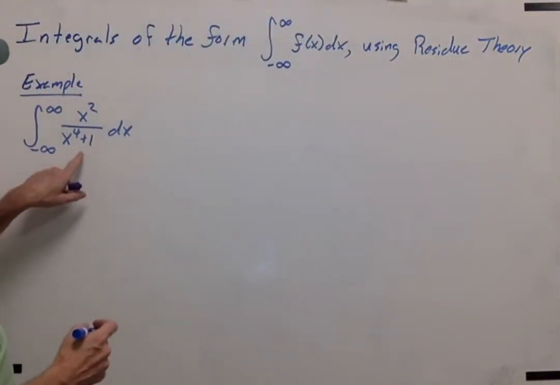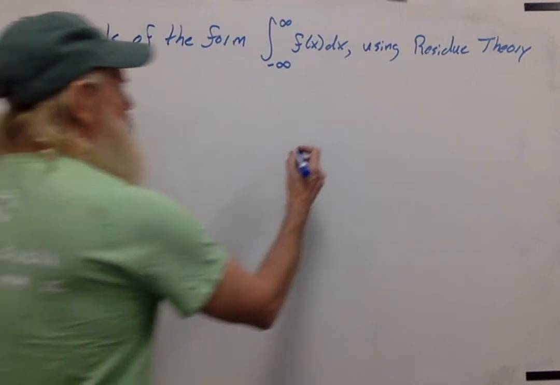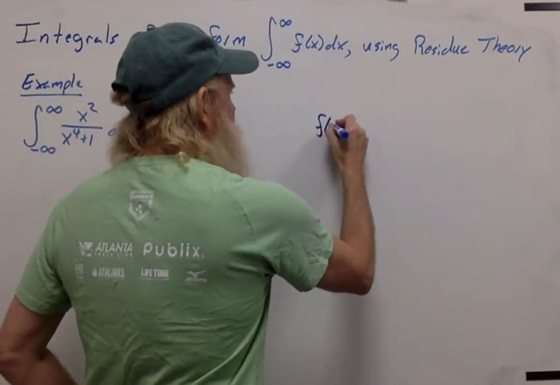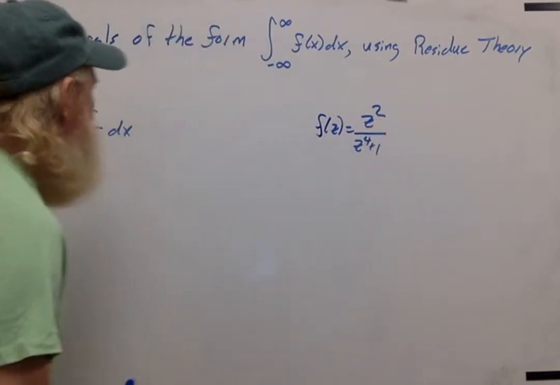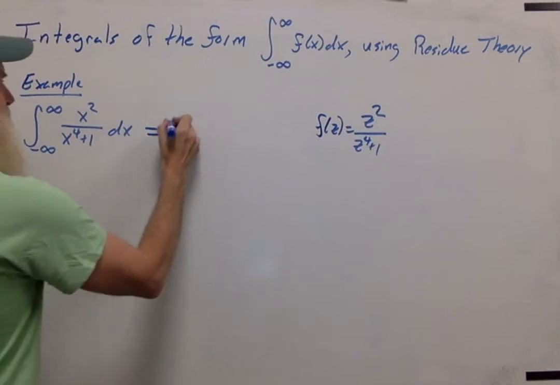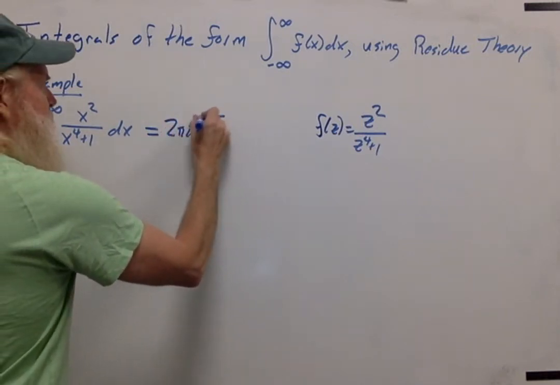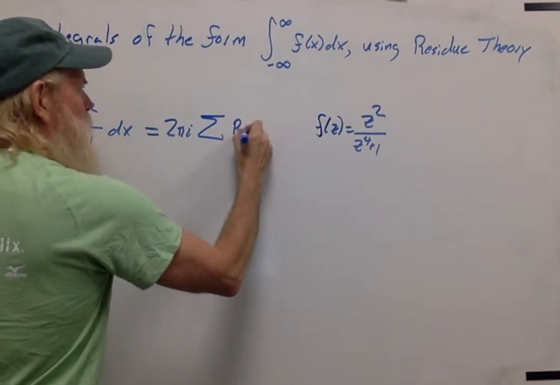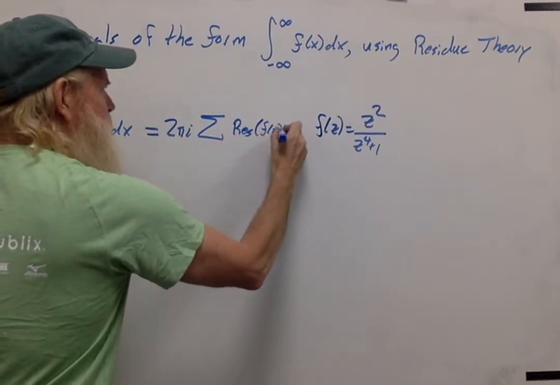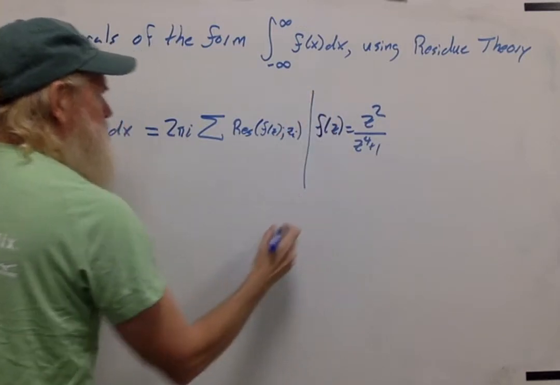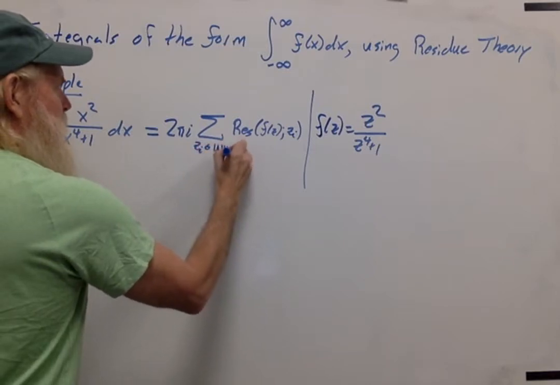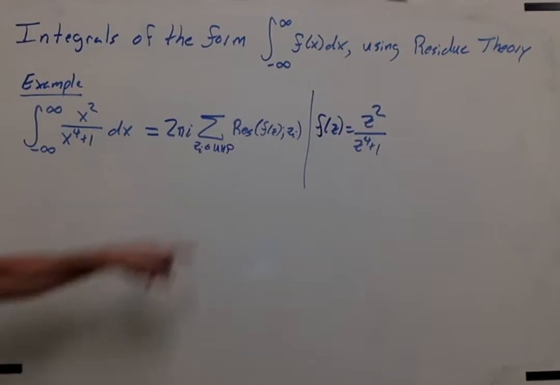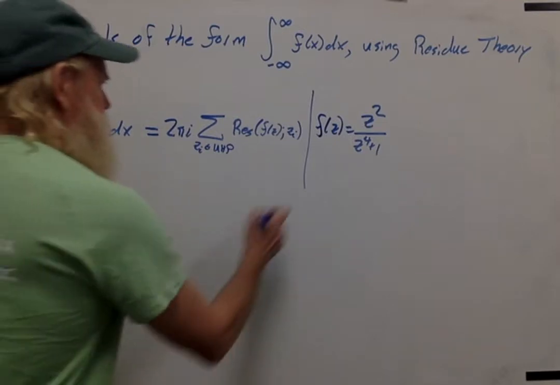So what that means is, if we take this function and we replace the x's with z's, so we look at f of z equals z squared over z to the fourth plus 1, this integral will be the same as 2 pi i times the sum of the residues of f of z at z sub i, where I take the sum over all of the poles which are in the upper half plane. So first of all, we need to find where all the poles of f are, and then we need to find the residue at each of those poles.